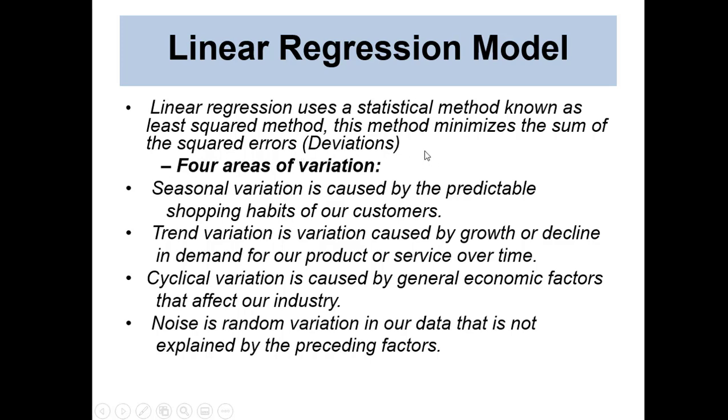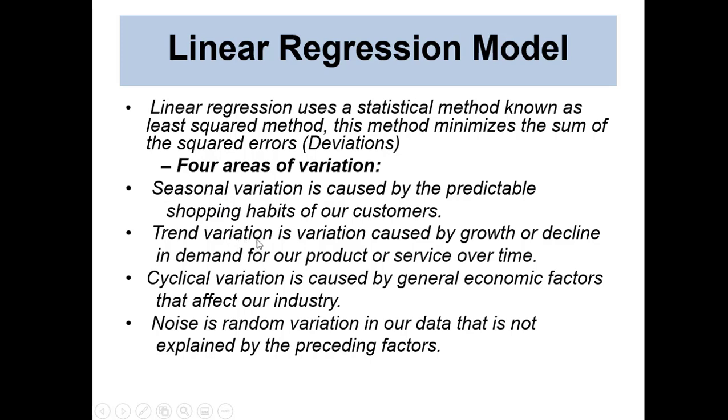Four areas of variation. I have already covered these. What are the variations in the data? Seasonal variation is caused by the predictable shopping habits of our customers, depending on the season. When a specific season comes, then the sale of, let's suppose, fashion, specific food, specific vegetables, or a specific item goes up. So it totally depends on the season. When the season finishes, that is also a short-term trend, it goes down. When the season comes again, it goes up. So the data behavior in such variation will be seasonal data.